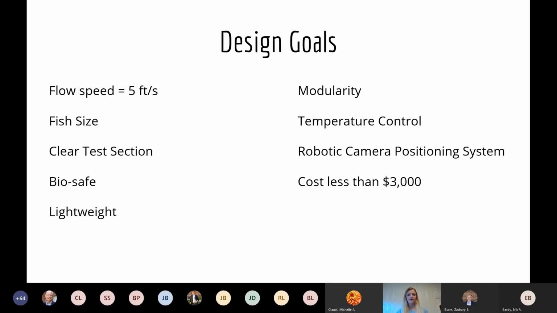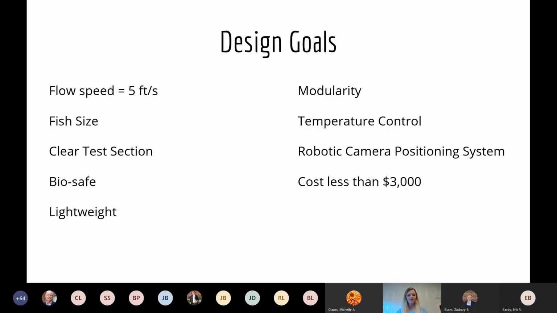I'm going to begin with laying out the design requirements for our specific flume. First, there needed to be a maximum flow speed through the test section of 5 feet per second. This flow speed is one that common flumes use and that Dr. Anderson is familiar with.